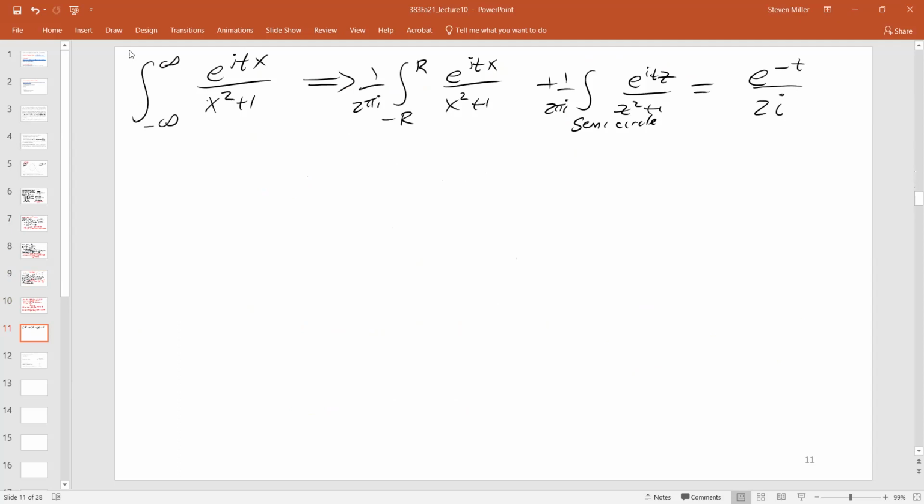Okay? So we're just doing the contour integral. And then we take the limit as r goes to infinity. The first piece is going to become what we want. And then we need to just show that the second piece is negligible. So why is this small?